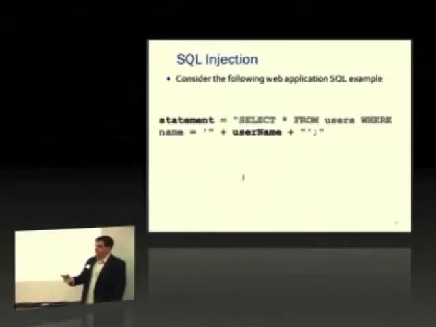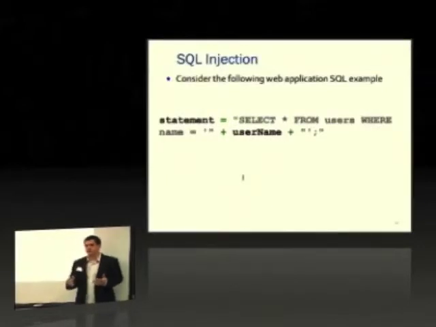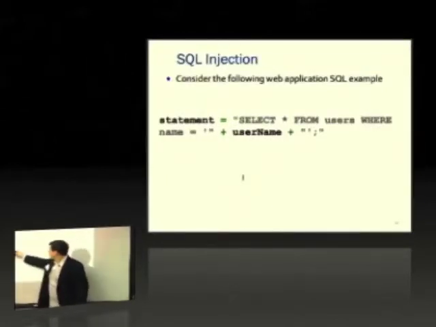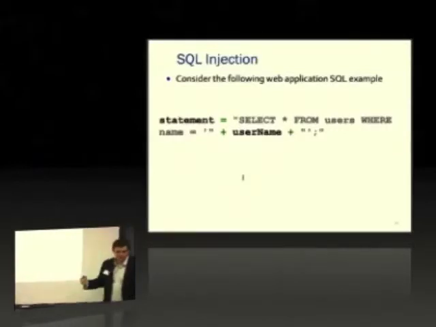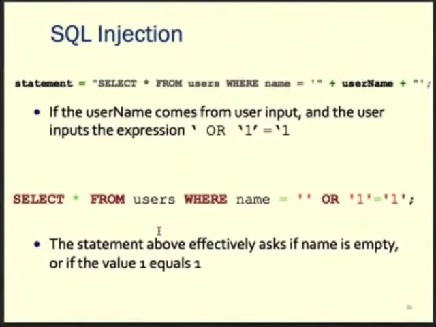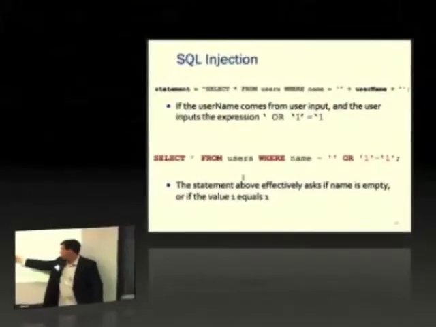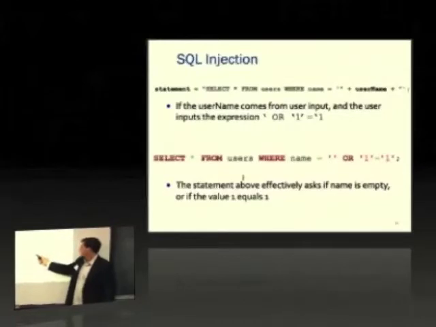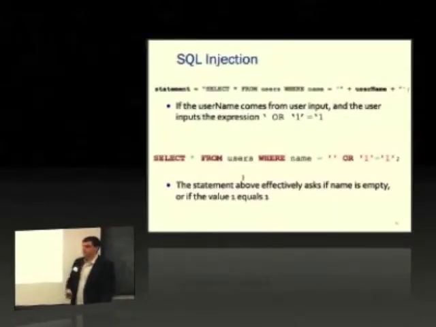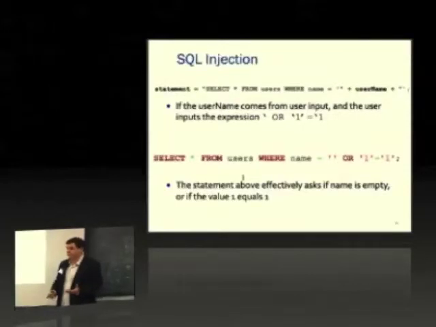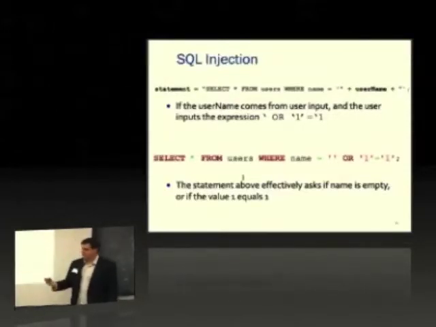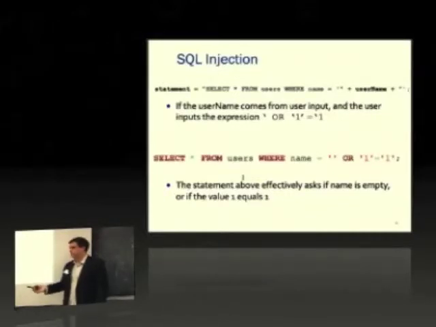So the meta characters we can infer here, characters being used by the structured language to delineate data, are these little tick marks, right? So what happens if we can mess with those? Consider, for example, if we were to insert a meta character followed by SQL logic. In this case, if we were to add tick mark or tick mark one equals tick mark one, that same statement becomes select everything from users where name equals blank or where one equals one. Since one will always equal one, it always evaluates as true, this statement will always execute, and this can be used to do all sorts of things, right?